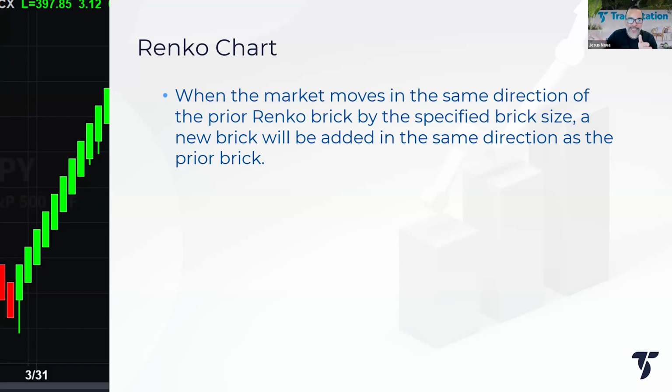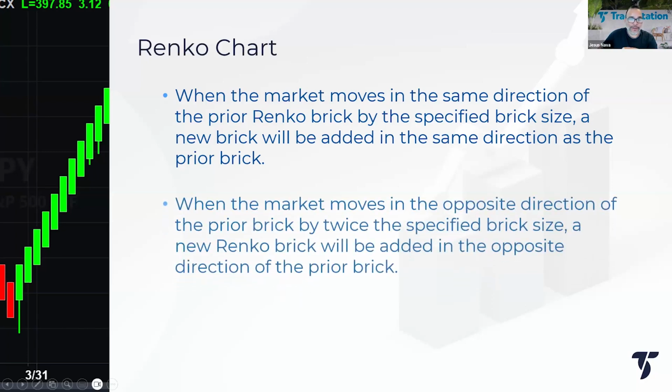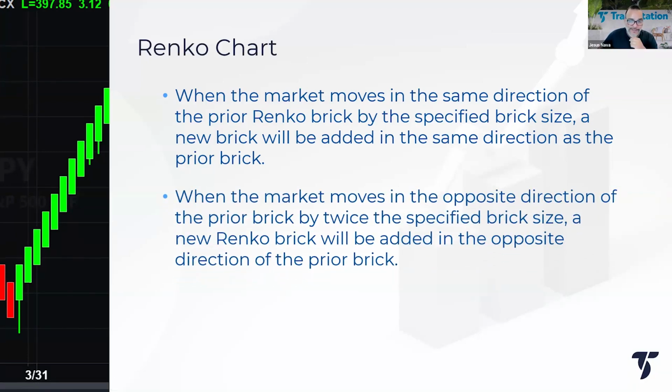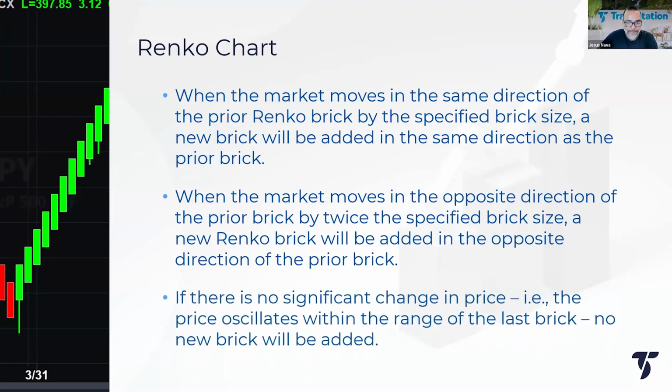Renko uses a brick size. And anytime that the chart moves in any direction by the size that you specify for that brick, it'll draw the direction of the prior brick by twice the specified brick size, and your Renko brick will be added in the opposite direction of the prior brick. If there's no significant change in price, the price oscillates within the range of the last brick, no new brick will be added. A couple of things that I wanted to point out here.